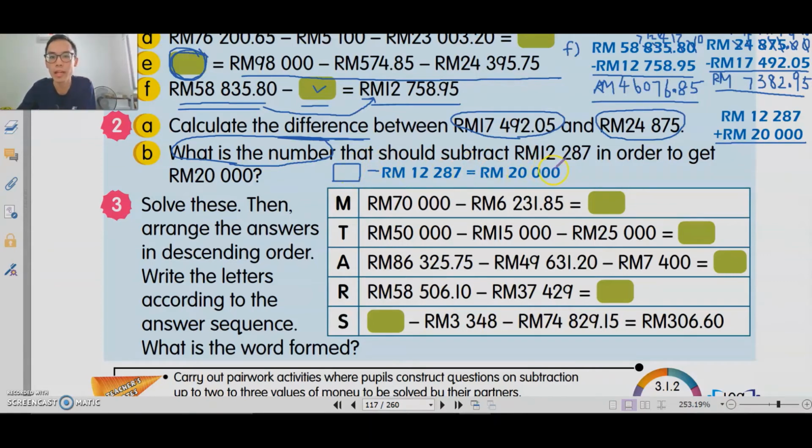So how to find the unknown? We plus the last two numbers. Okay, we plus the last two numbers. So here we have it, 7 plus 0, 8 plus 0, 2 plus 0, 2 plus 0, 1 plus 2.